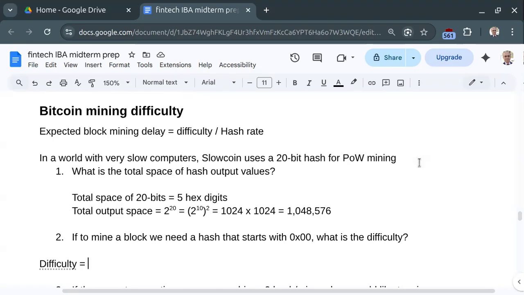So difficulty is expected hash tries per block. How many times am I expected to hash before I get a winning hash? A block. A block is a winning hash.